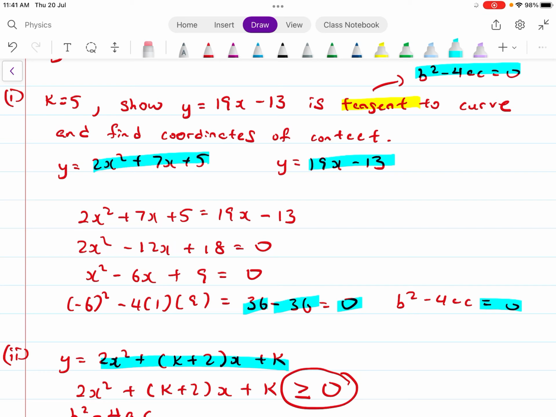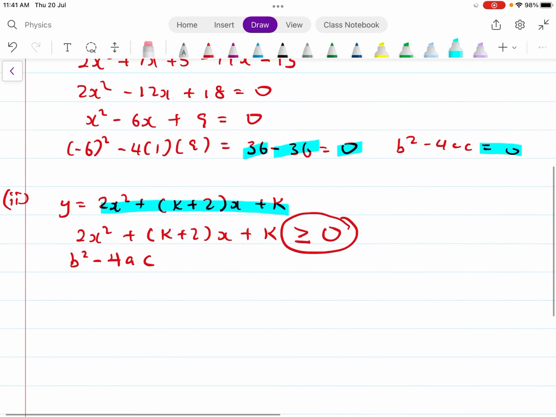Okay, for finding the coordinates of the point of contact, I'll leave it to you. This one is rather simple. I'll move on to part 2 first.